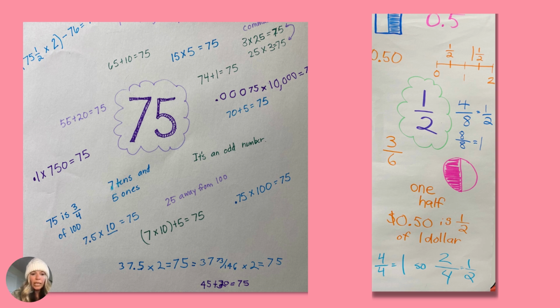And it was really cool, the talk that came out of this. Like 75 is 3/4 of 100. And then a lot of really cool decimal thinking came out of this. And yes, I had to prompt that a little bit, like, well, what do you know about decimals, and how could you make this number using decimals? But there's just so much math conversation all around just a single number.